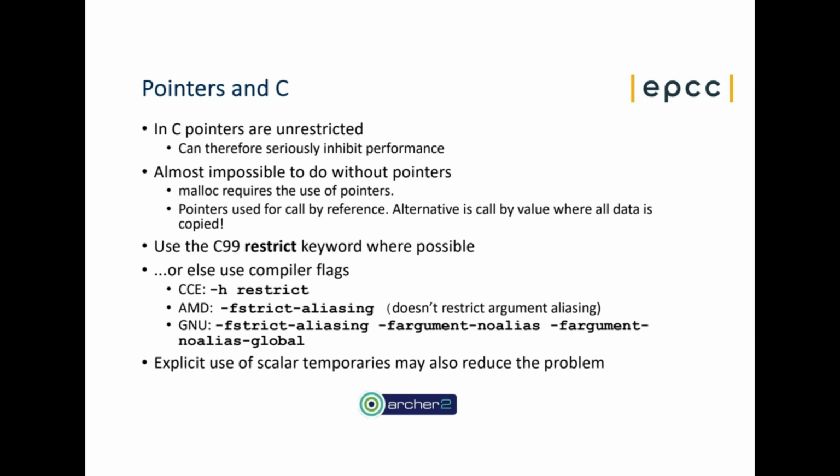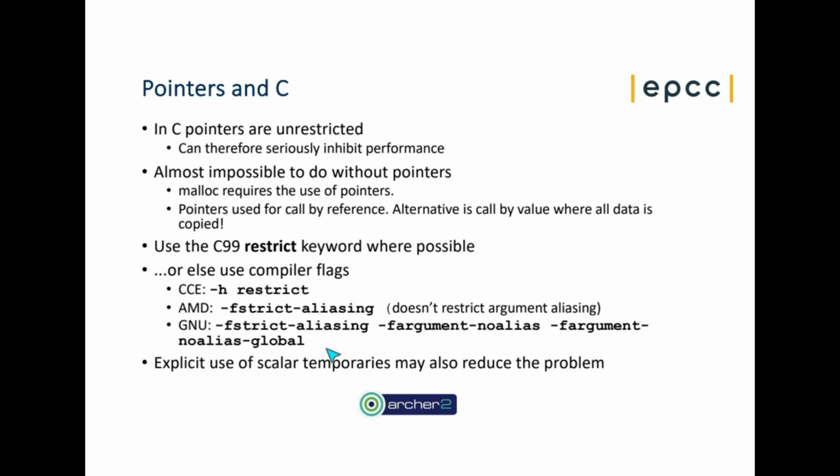C pointers are basically unrestricted, so you can get some really bad performance problems. So what can you do? Essentially, tell the compiler that you're not doing anything bad. So use the restrict keyword, which I've already mentioned, where you can. Or you can also do it via compiler flags as well. You can tell the compiler that you're not doing anything bad.